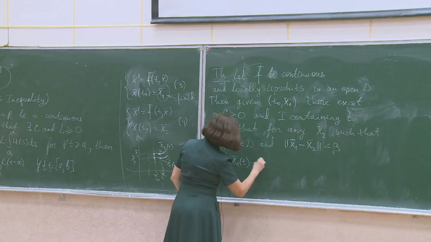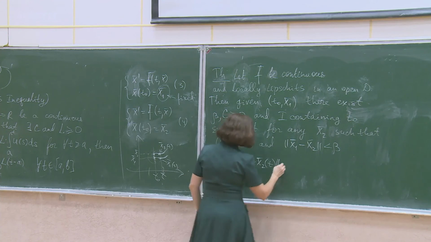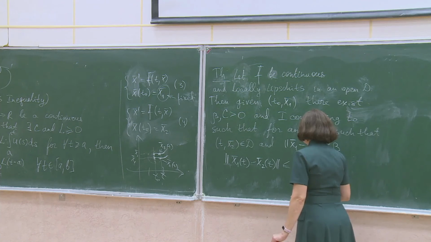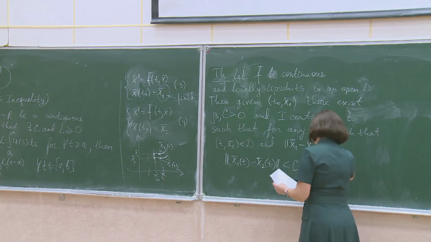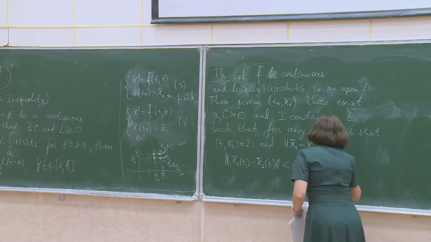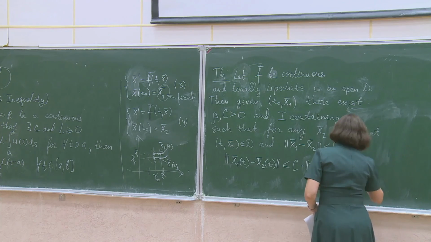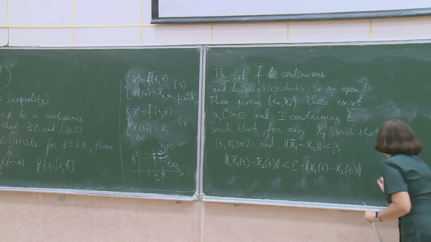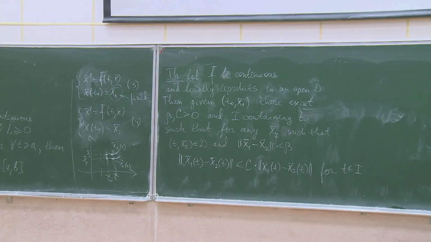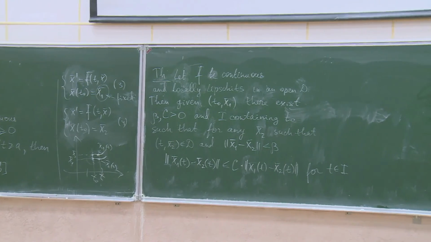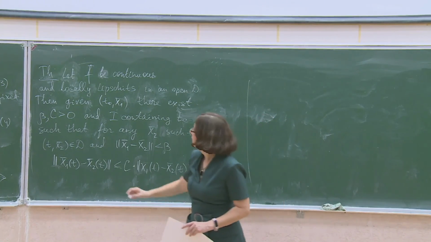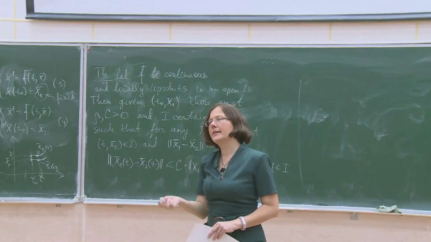So x1 of t minus x2 of t, the absolute value will be less than or equal to c times x1 minus x2, for t in I. Okay. So we will prove this. And we will use Gronwall's lemma and lemma number 1.